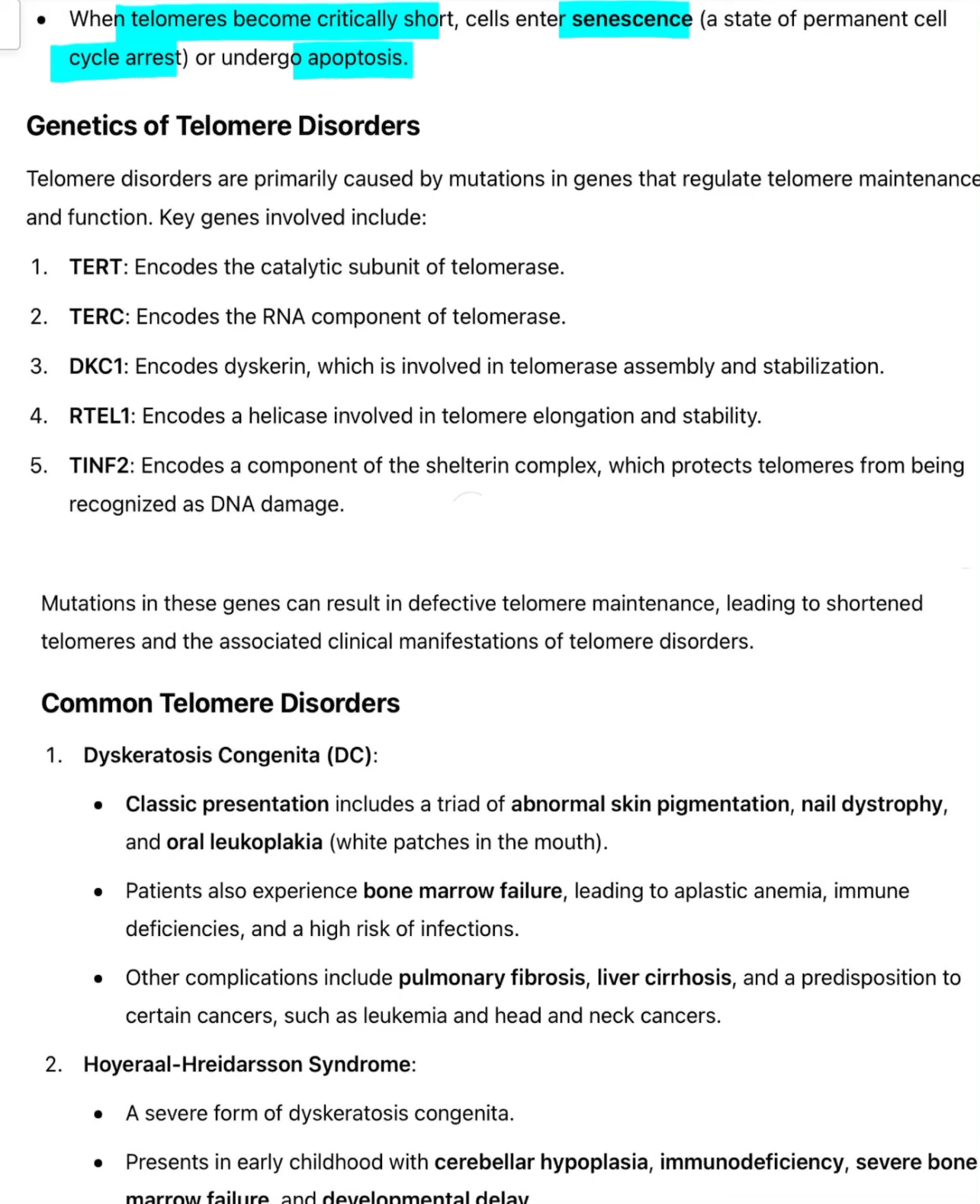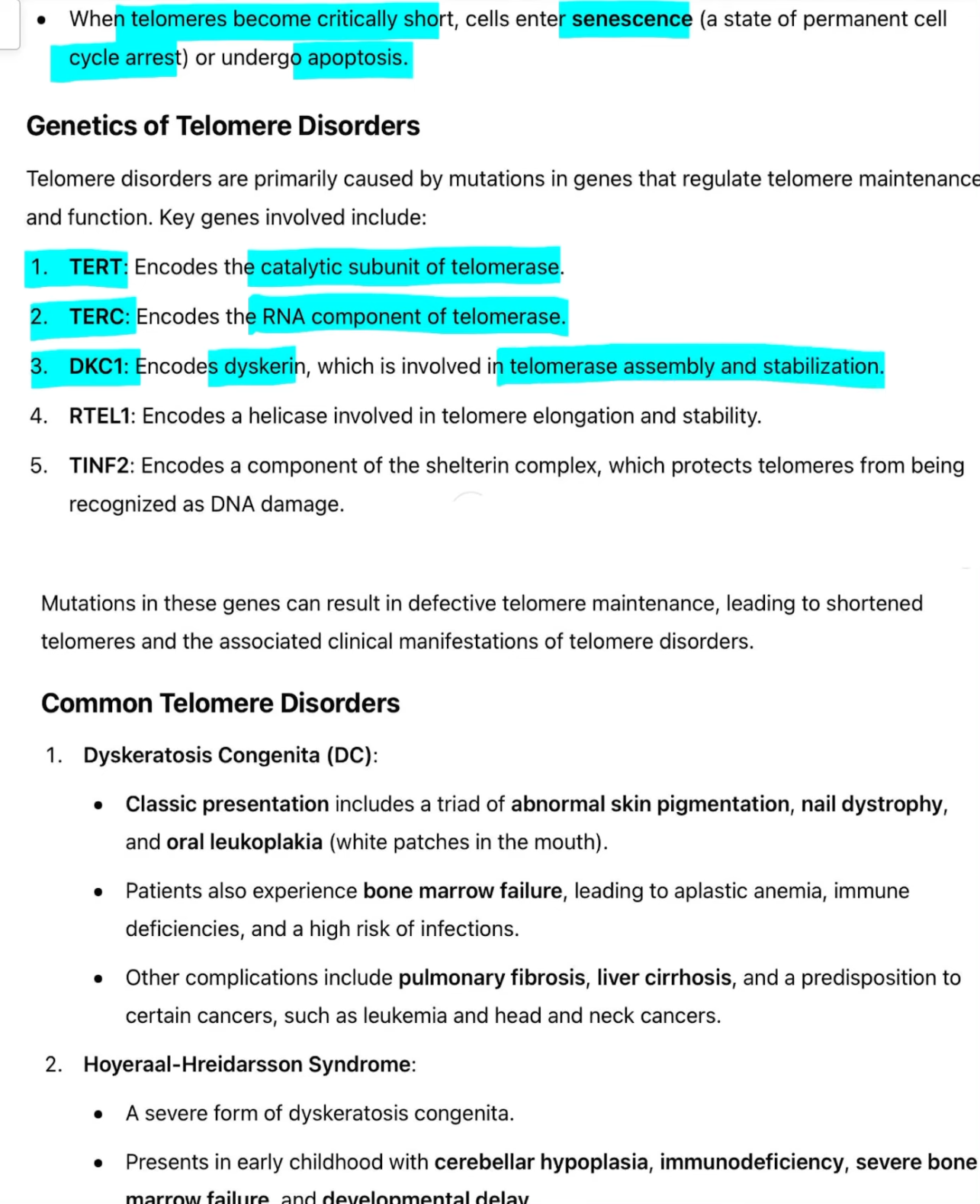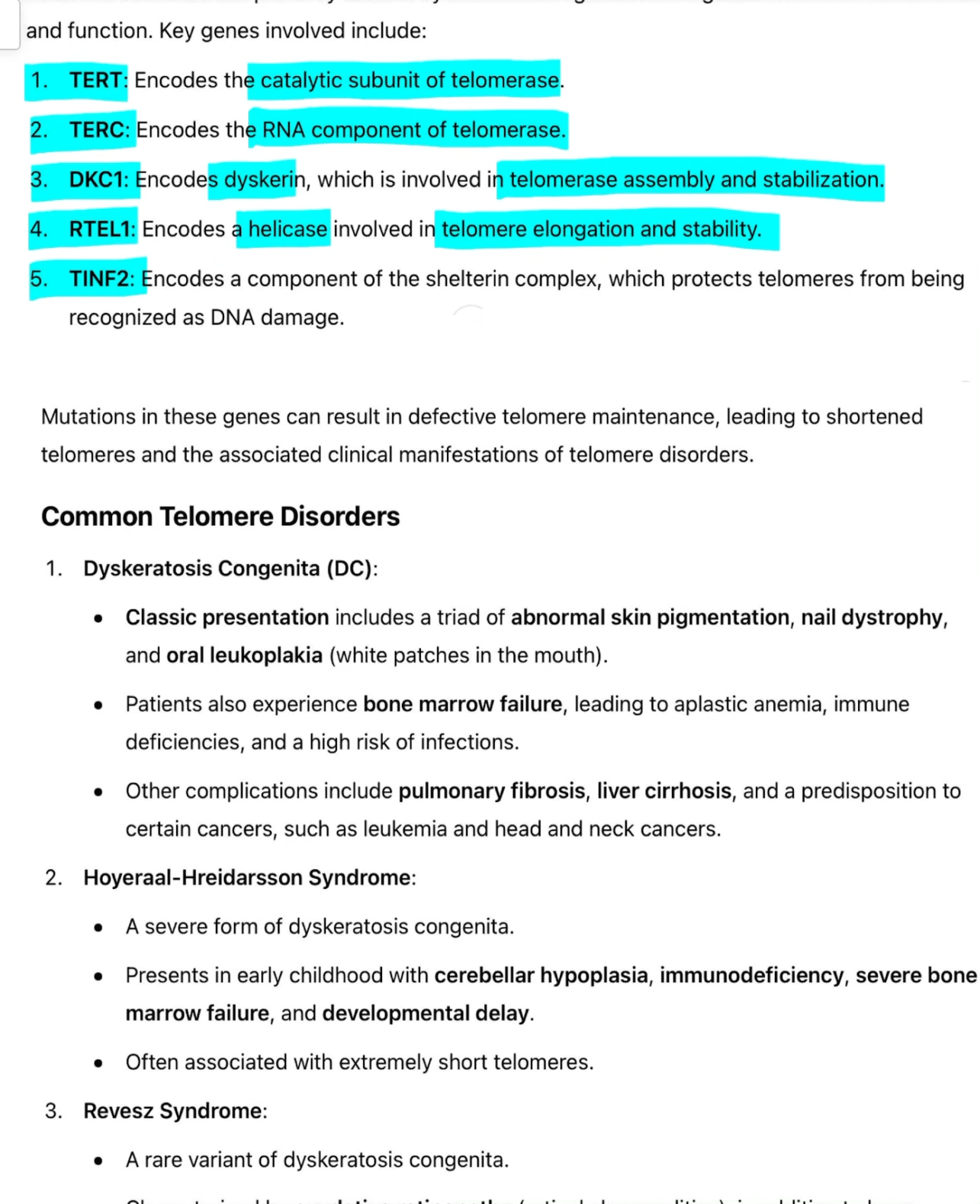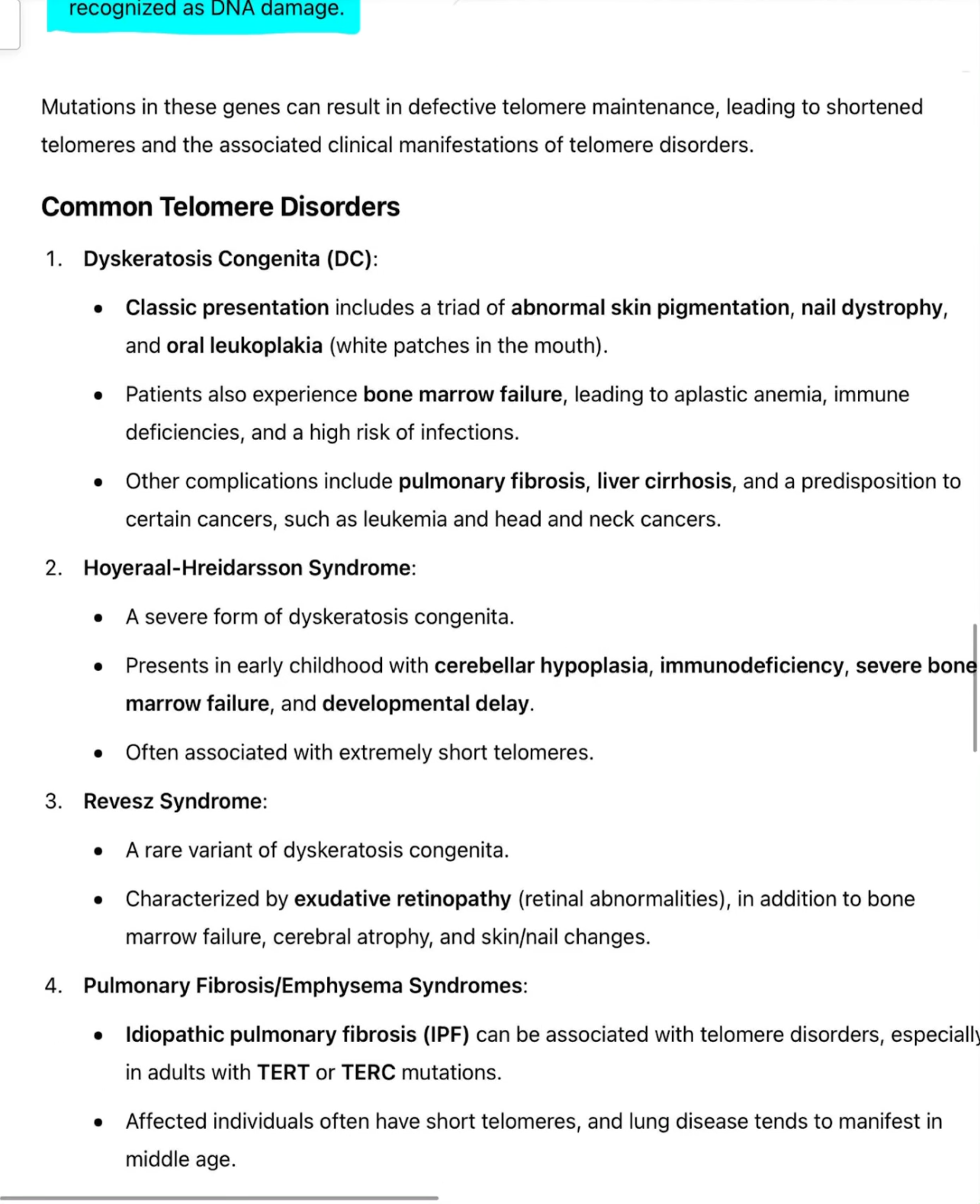Some of them we'll discuss. TERT encodes the catalytic subunit of the telomerase. TERC encodes the RNA component of the telomerase. DKC1, that is dyskerin, is involved in telomerase assembly and stabilization. RTEL1 encodes the helicase, which is involved in telomere elongation and stability. TINF2 encodes a component of the shelterin complex, which protects the telomeres from being recognized as DNA damage. So mutations in any of these genes will lead to certain disorders. We'll see what those disorders are.